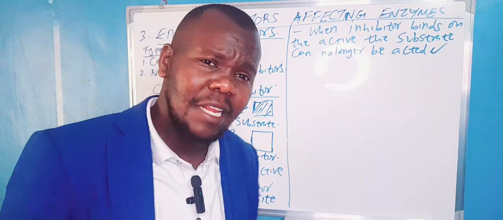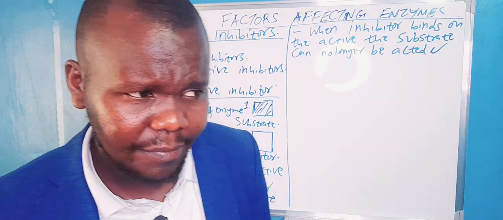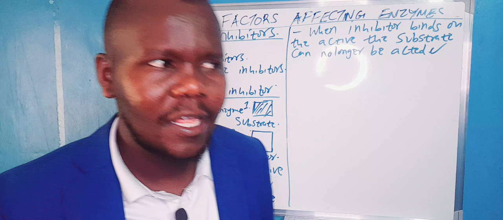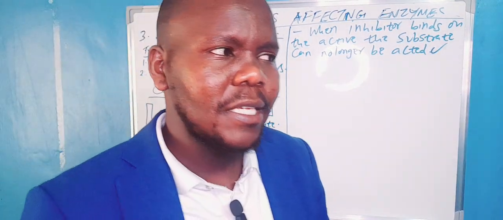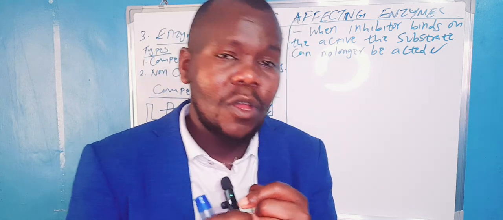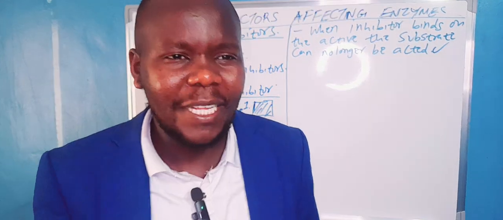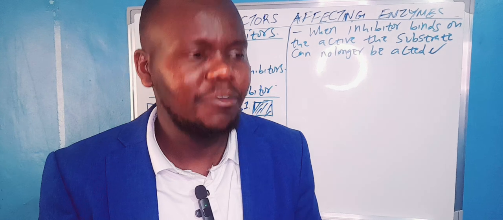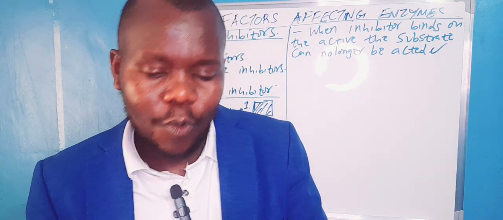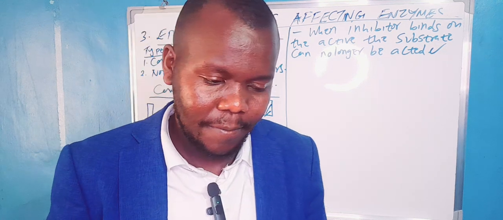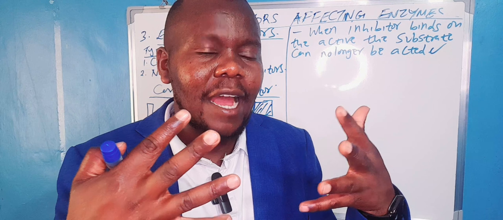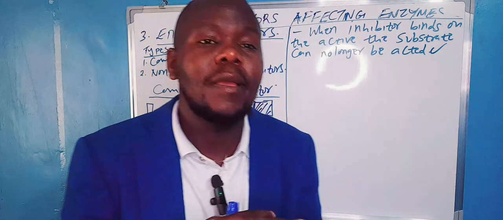So what's an inhibitor? Let's say food poisoning. You have taken maize which had aflatoxin. That aflatoxin chemical is the inhibitor. If it's a competitive inhibitor, it will have the same shape as the active site of the enzyme. And we have the substrate, the maize, and the aflatoxin, which is the inhibitor. They are competing for that. It's like the lock and key model.